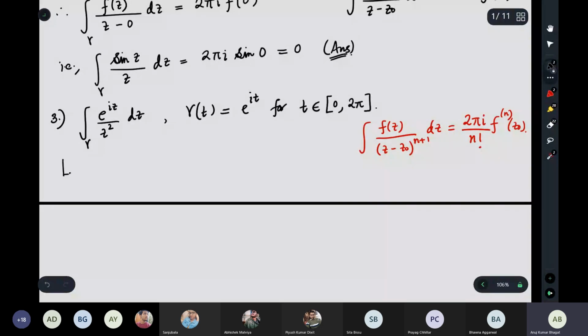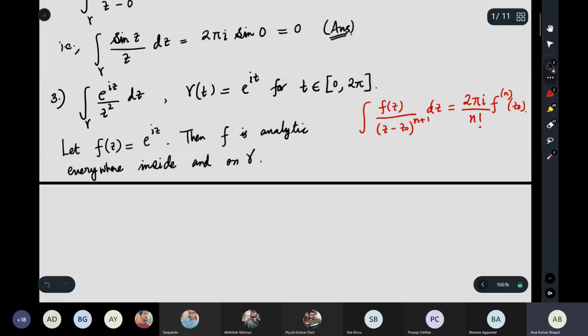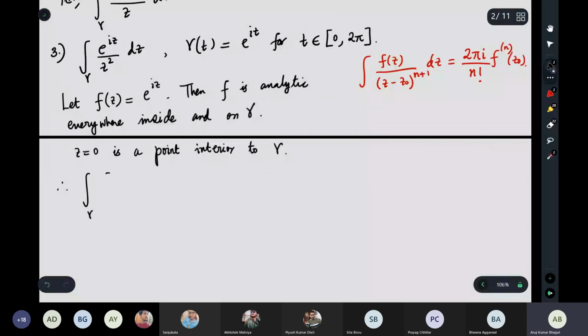So can you tell me what should I take here? f of z is e raised to the power iz, which is surely an analytic function. So again you write the same justification which I have written here. Then f is analytic everywhere, inside and on gamma. Even on gamma it is entire, everywhere. And z equals 0 is a point interior to gamma. Therefore I will use the integral over gamma of fz by z minus 0 whole square dz.